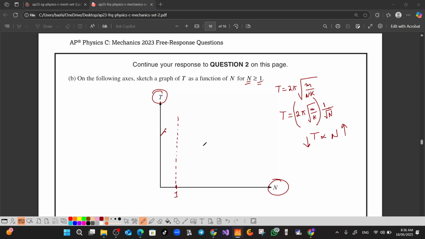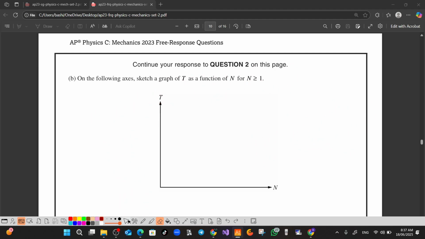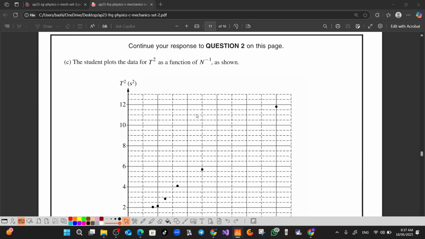How can we draw the inverse proportionality? We just start from a certain value, and this value starts to decrease in a non-linear way. Yes, that's it. Now, let's move on to the next question.